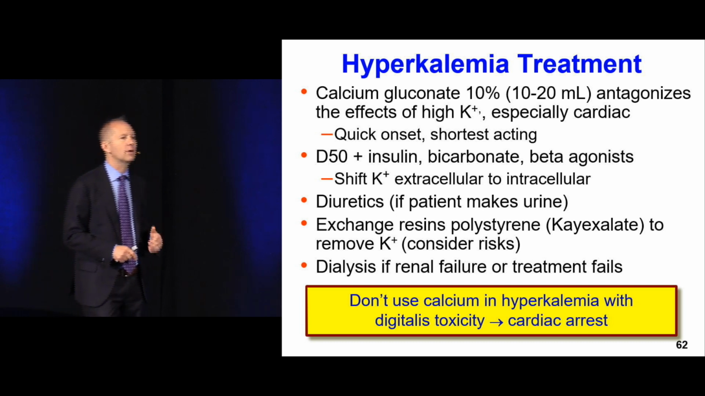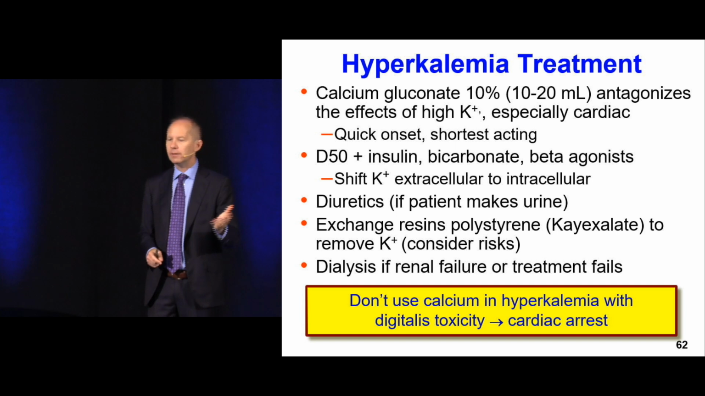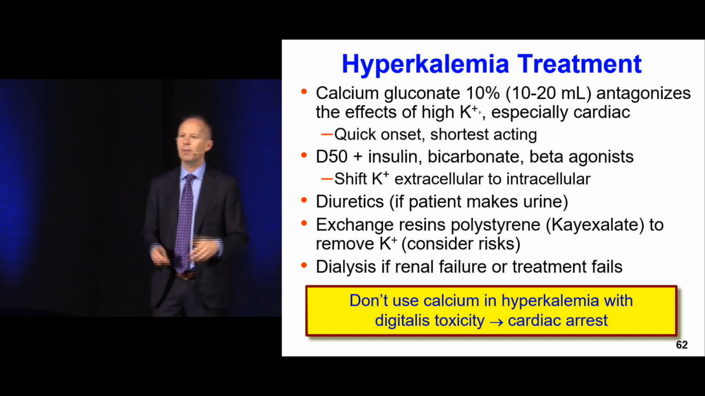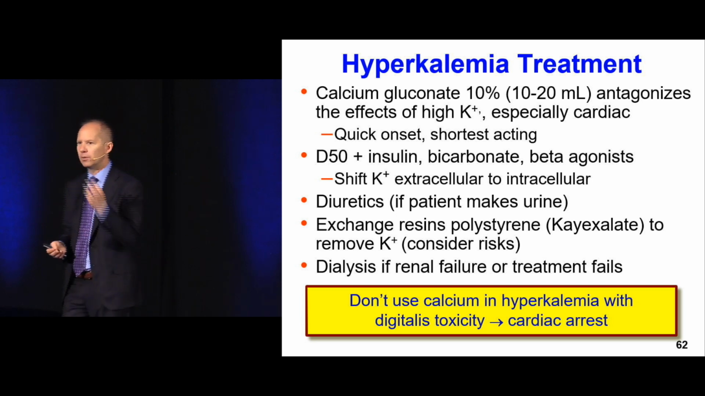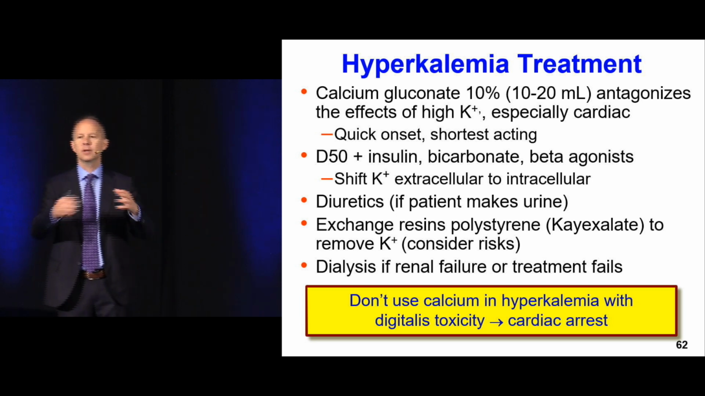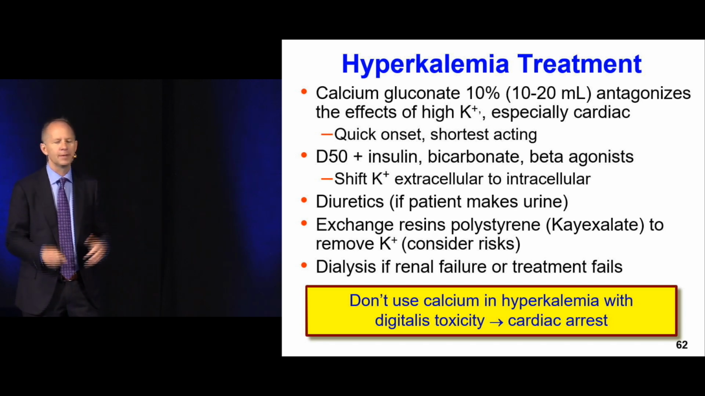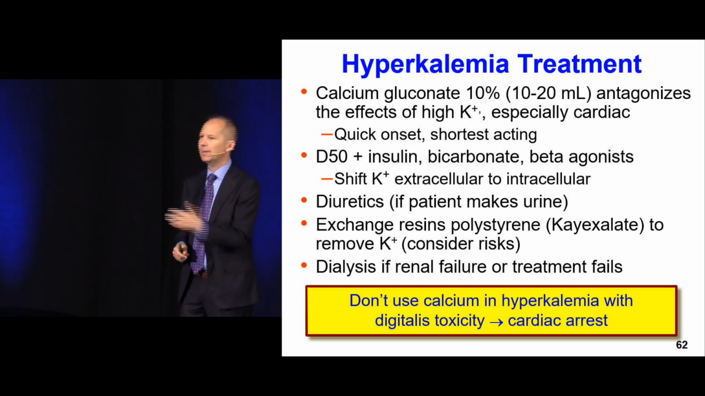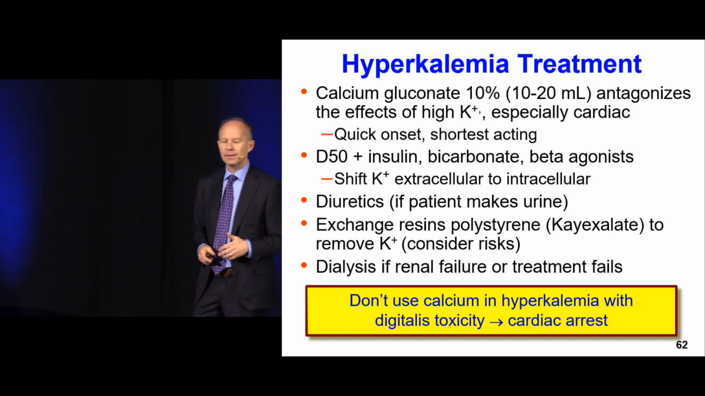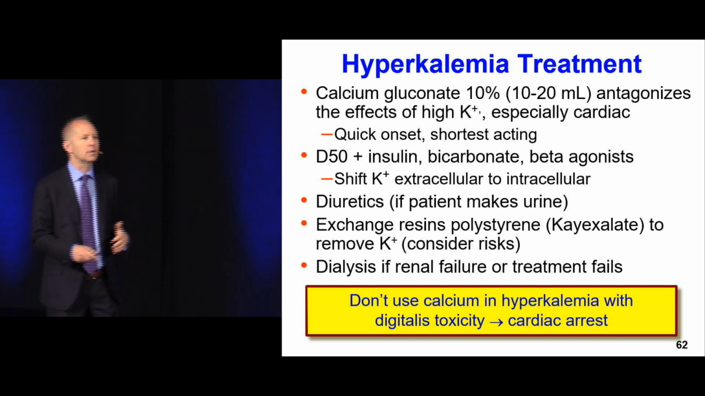Then you have things where you can try to shift the potassium into cells to hide it. Things like insulin, right, with some sugars, some D50 as well. Bicarb can shift it into cells. Beta agonists can shift it into cells, right, albuterol nebs, things like that. All those things will hide the potassium, which is good for your heart, but it's still in your body. To get rid of it, diuretics, if they're still making urine, help, because that'll actually take the potassium out of your body. Dialysis, of course, is a great way to get potassium out of your body. So that works very, very well for patients who have end-stage renal disease.